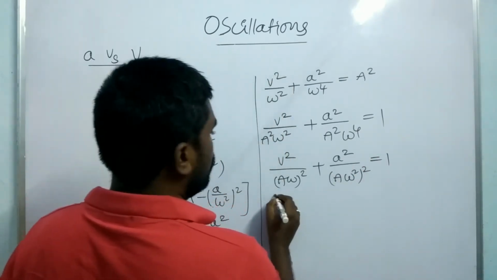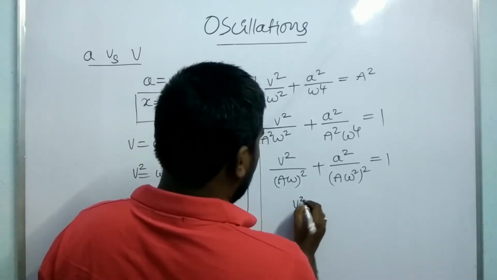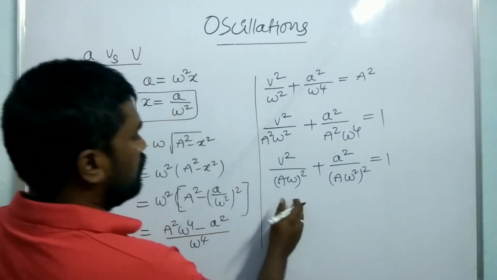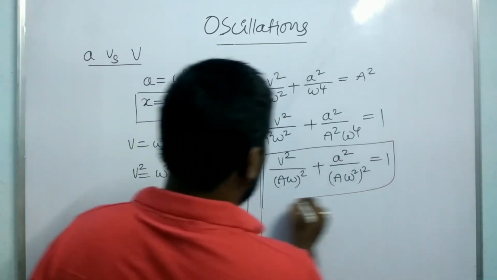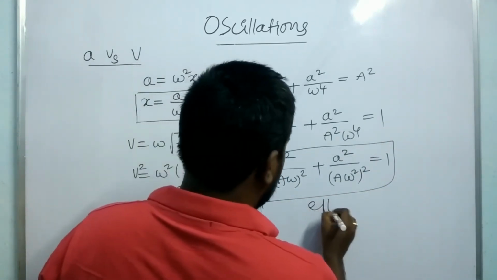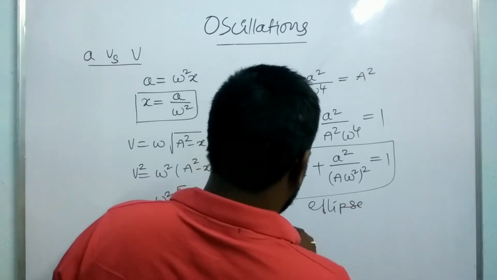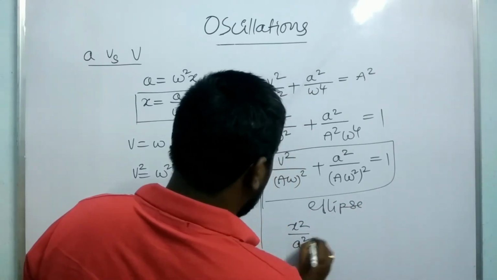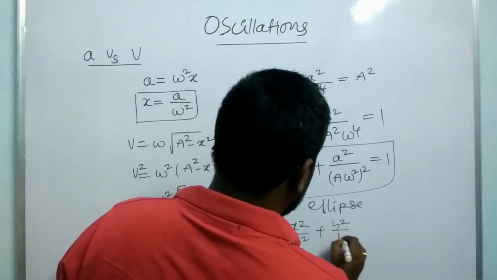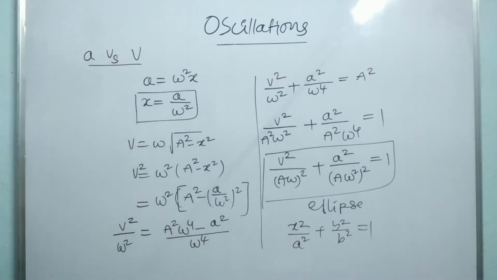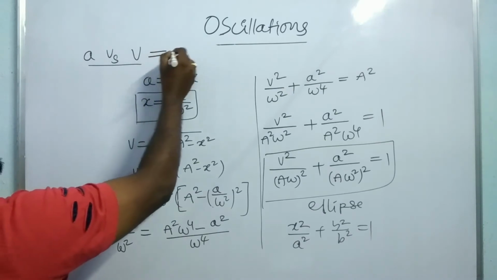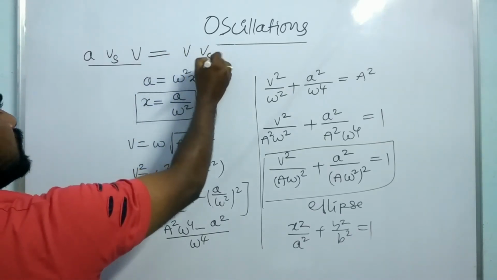So this equation is in the form of an ellipse. This is also in the form of an ellipse, that is x square by a square plus y square by b square equals 1. Okay. Similarly, the graph of the velocity versus x.